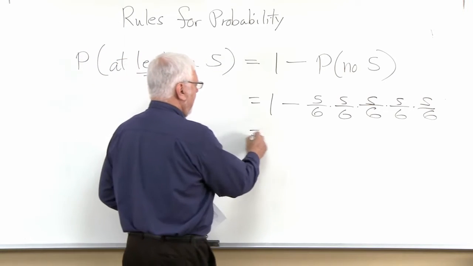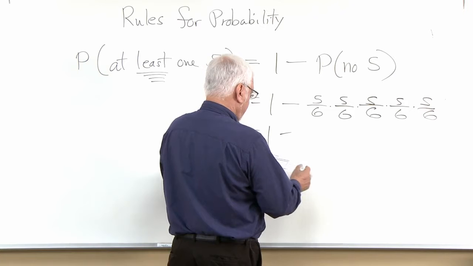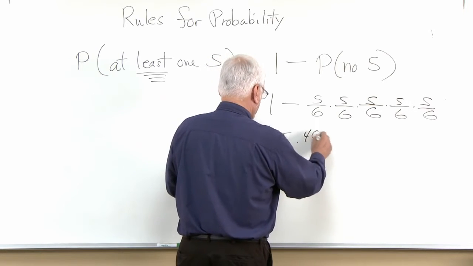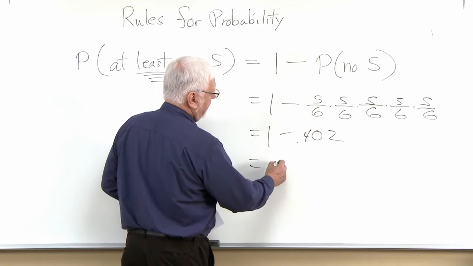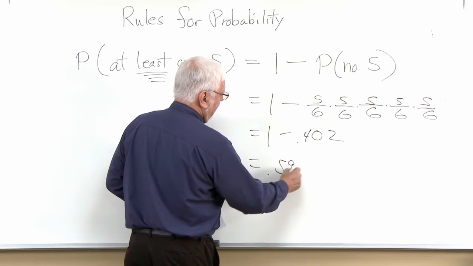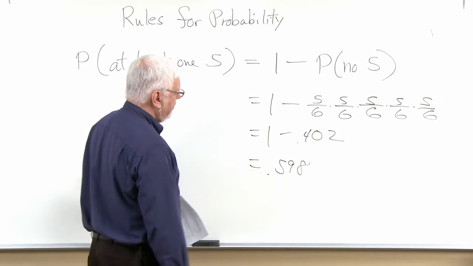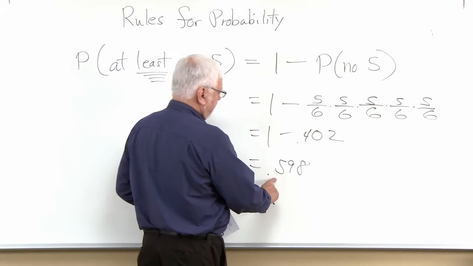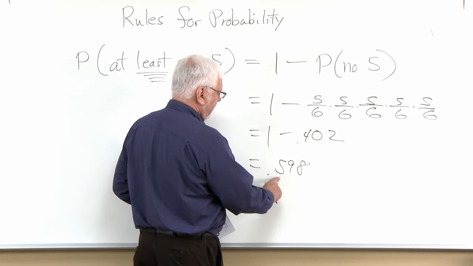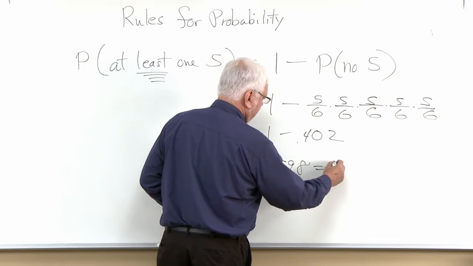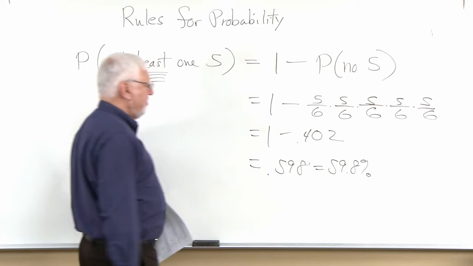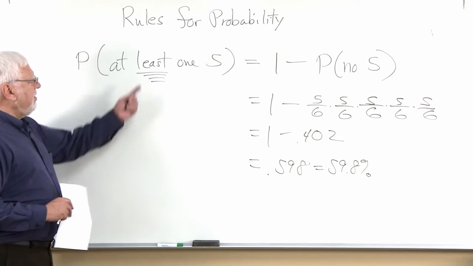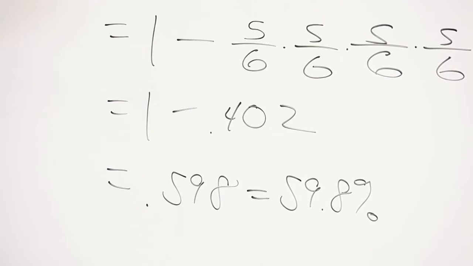Now, if you multiply all that out on your calculator, you get 0.402. And then you subtract that from 1, you get 0.598. So the probability is 0.598, or I like to use percentages, 59.8% of the time.